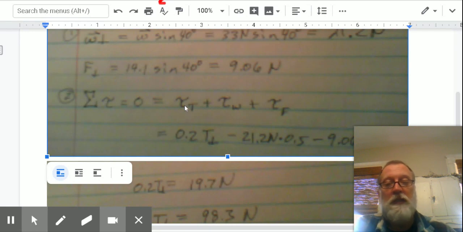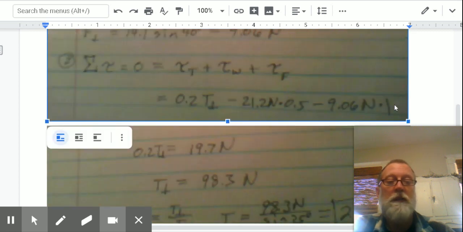The tension in the muscle is going to cause counterclockwise torque, so this one is positive. The weight of the leg is causing clockwise torque, so that will be negative. And the torque of the foot is the same thing. It is causing clockwise rotation, so it's also negative.